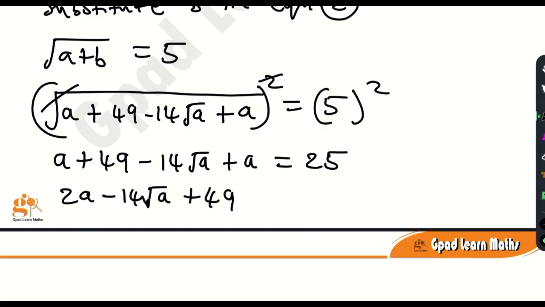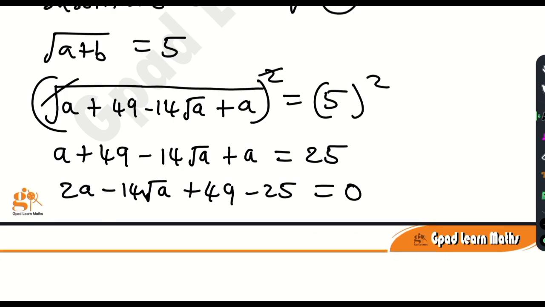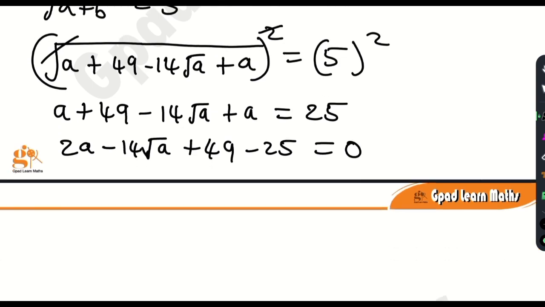Let me just move this 25 over to the left-hand side. So you have minus 25, all equal to 0. But the challenge we have is that we can still see a square root of a there. We need to get rid of that square root. So what I will do now is to add 14 root a to both sides so that I will get it out of here, and then we can now square both sides.